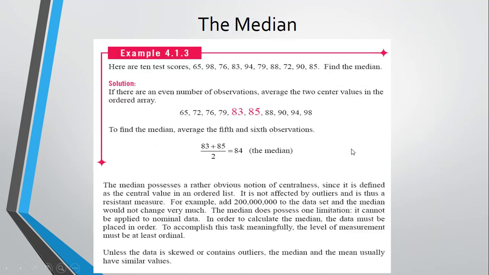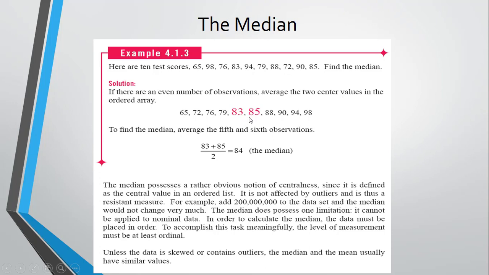For example, here are 10 test scores in random order: 68, 98, 76, 83, 94, etc. Find the median. How do you find the median? First, you sort the data. There is an even number of observations in the data set. Then you sort it from low. The low is 65, the high is 98. And there are 4 on this side, 4 on this side, and 2 in the middle.